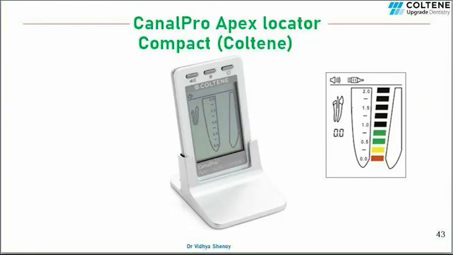CanalPro Apex Locator Compact is another product from Coltene for working length measurement, which is a compact version of the CanalPro Apex Locator. Similar to the CanalPro Apex Locator, the display panel has 2 images. One image shows the movement of the file in the tooth, whereas there is an enlarged image which shows the movement of the file towards the apex. And as the file approaches the apical constriction or the 00 point, the mark is shown as red. And if the file is over-instrumented, the bleeding sign appears, similar to the CanalPro Apex Locator.